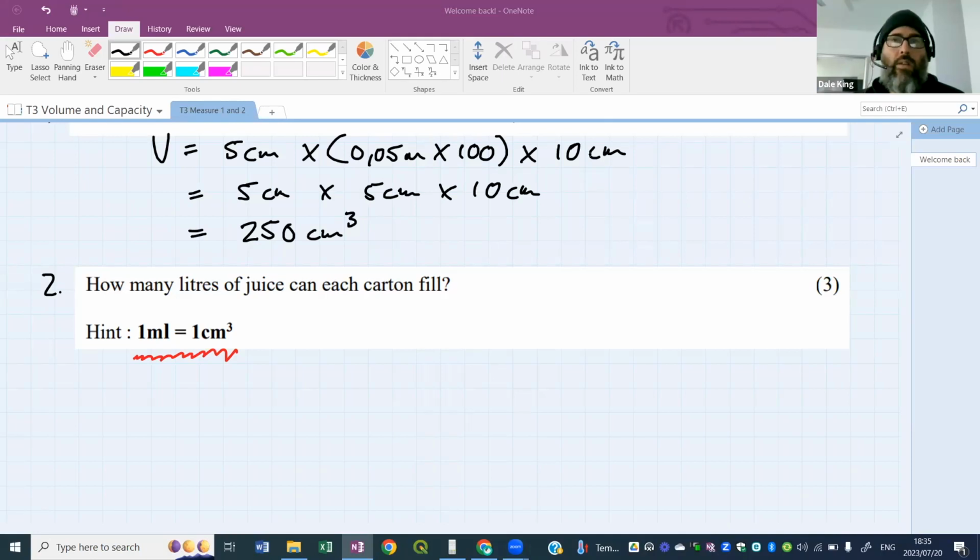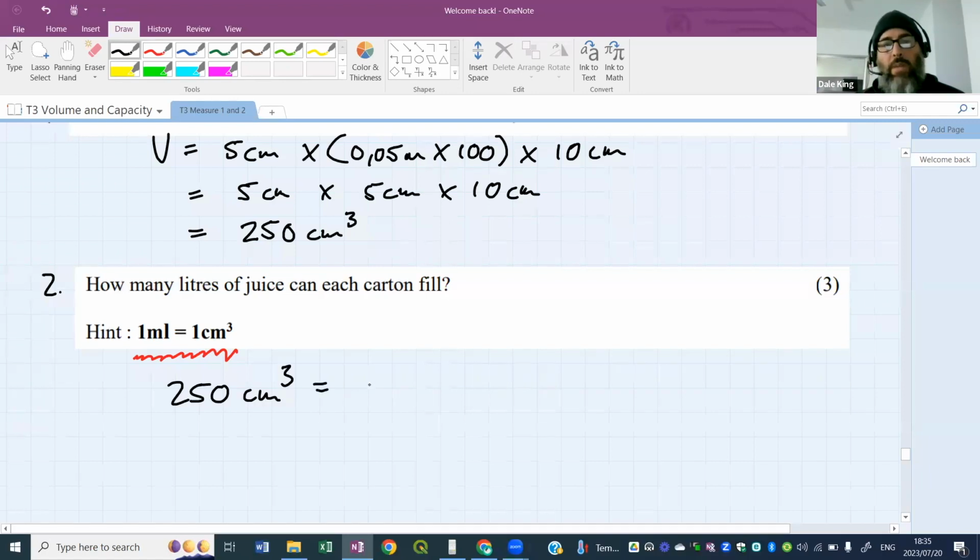All right, looks like everyone's wrapping up now. Excellent. So the first thing we're going to do is change the centimeters cubed into milliliters. It's a 1-to-1 conversion. 1 centimeter cubed, 1 milliliter. If I've got 250 centimeters cubed, straight conversion, 250 centimeters cubed must give me 250 milliliters.